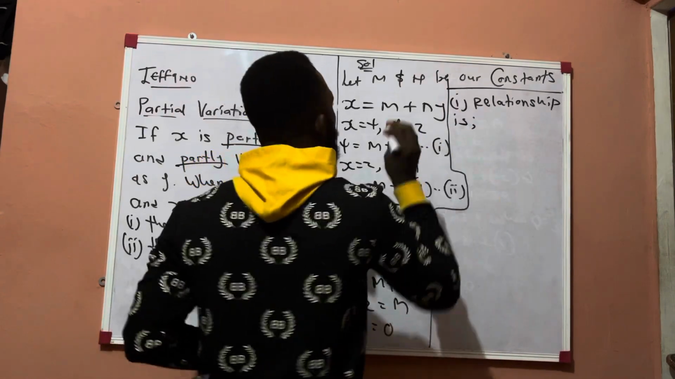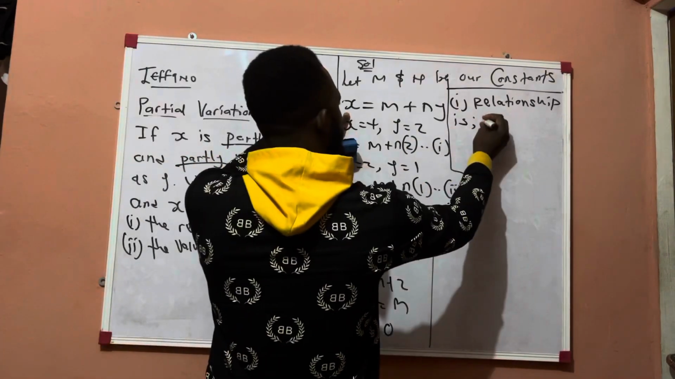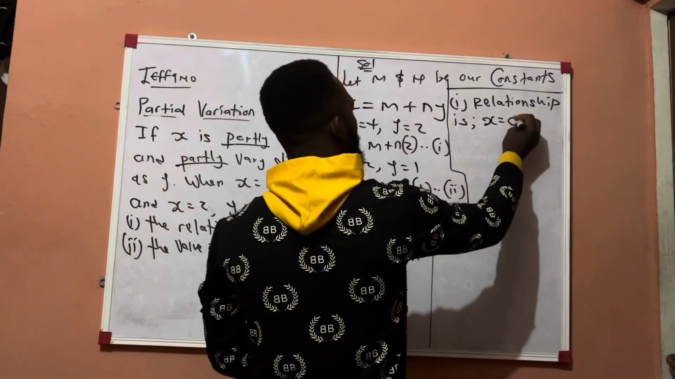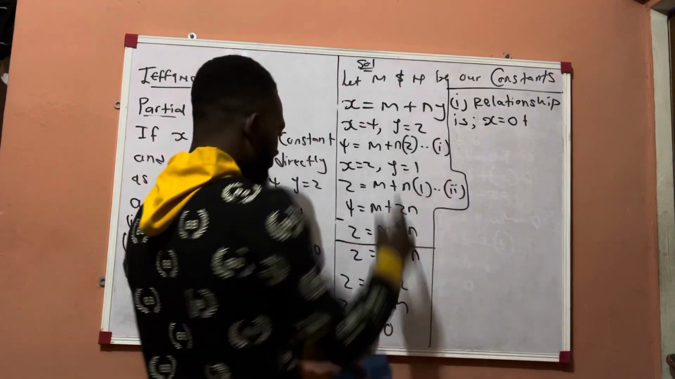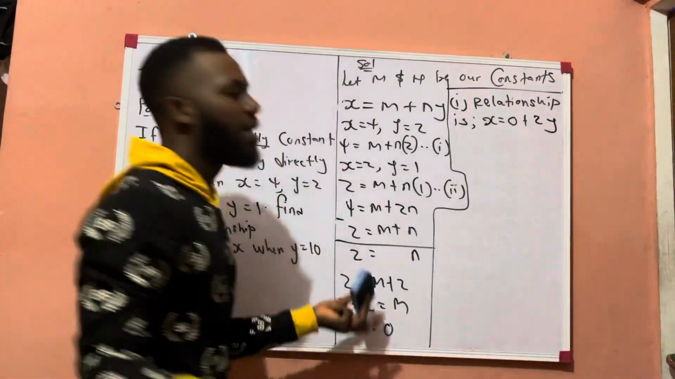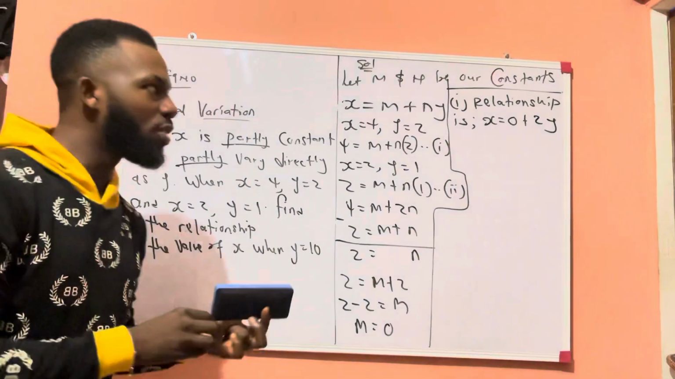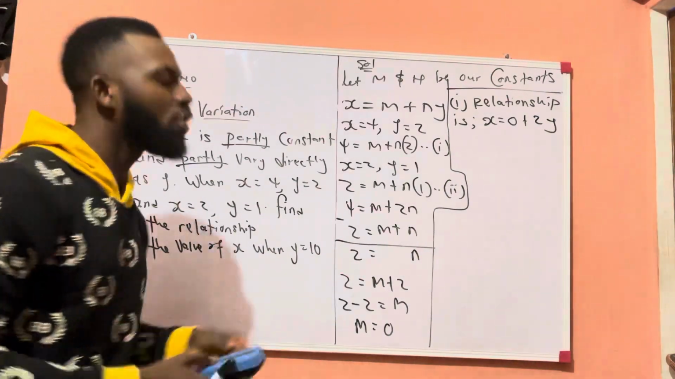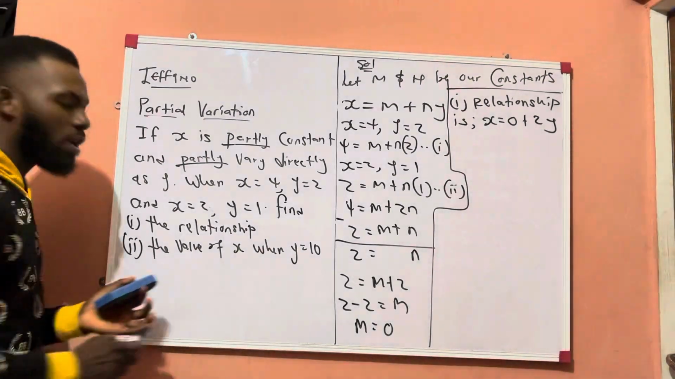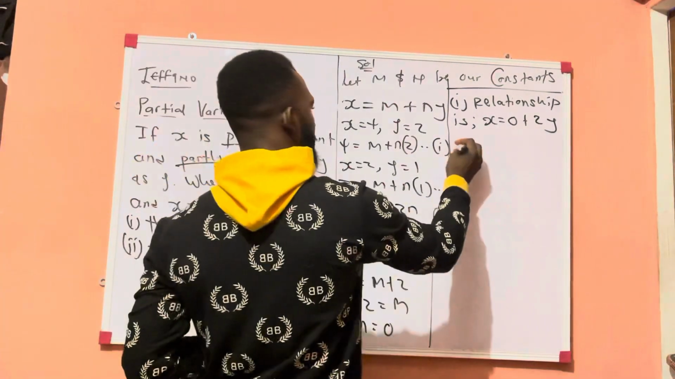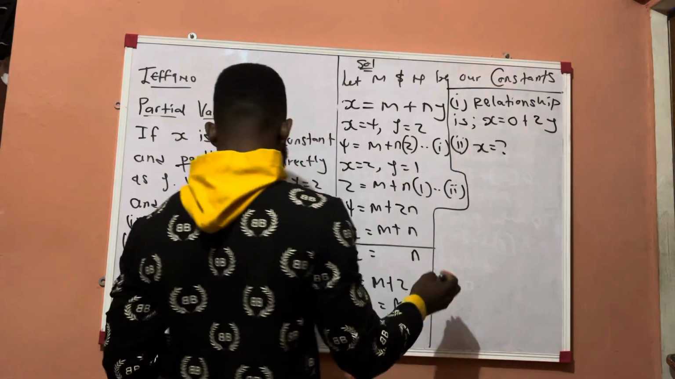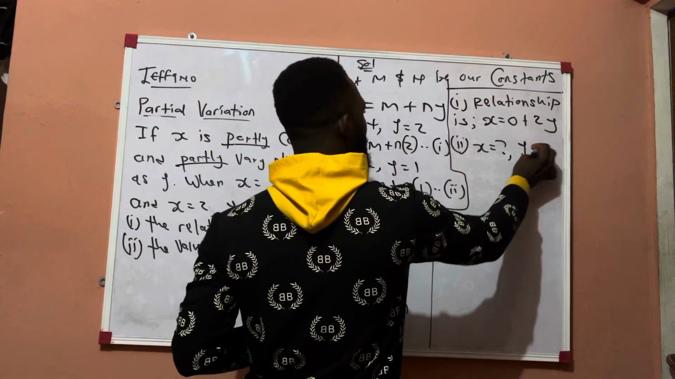So our relationship now becomes x is equal to, now this m is 0 plus n, what's n? n is 2 plus 2, then what do we have here? 2y. And that becomes our relationship. x equals 0 plus 2y. Now that we've gotten our relationship, what did they say we should find next? They said we should find the value of x when y equals 10. Now, Roman figure 2. They said find x, meaning x is unknown, and then our y is 10.